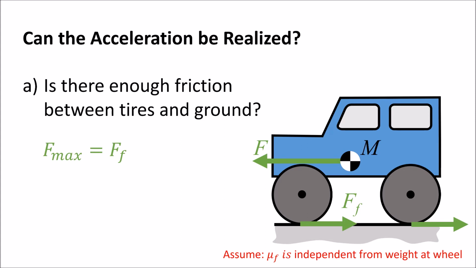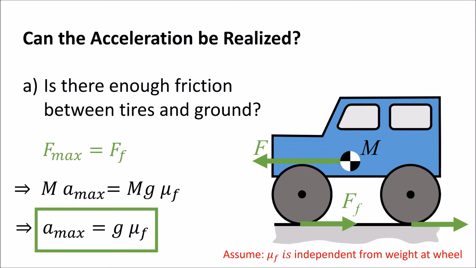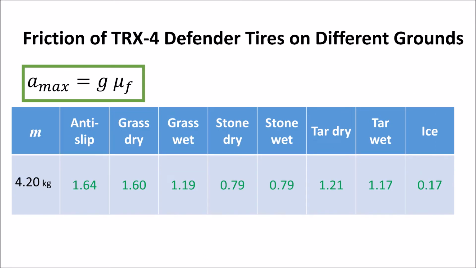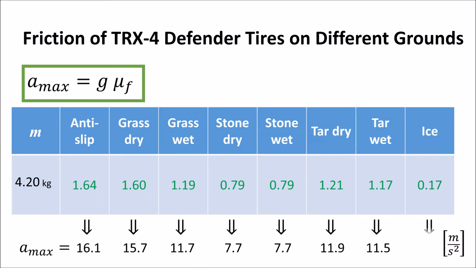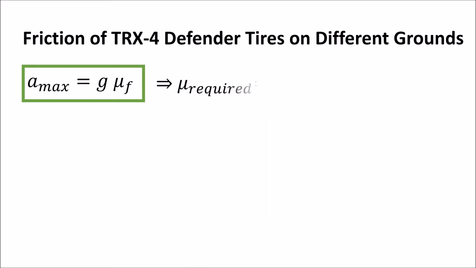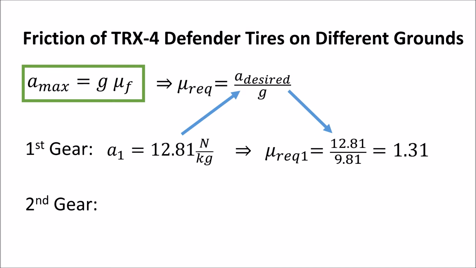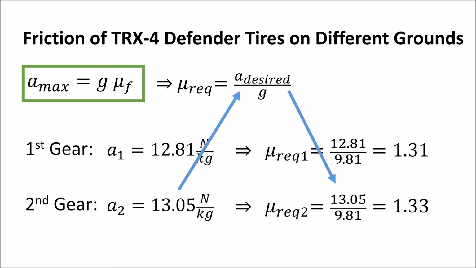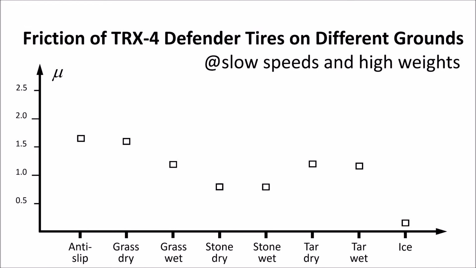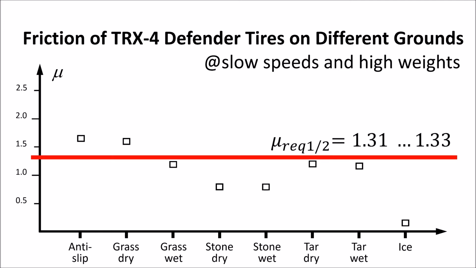First, there must be enough friction between tires and ground. With friction values of the TRX-4 Defender tires determined in another project, C-Link, we can derive the maximally possible accelerations on the different grounds, or the required friction coefficient to realize the accelerations computed before. We see that for anti-slip, grass, and tar, the friction seems to be just sufficient to realize the computed accelerations, but not for stone.